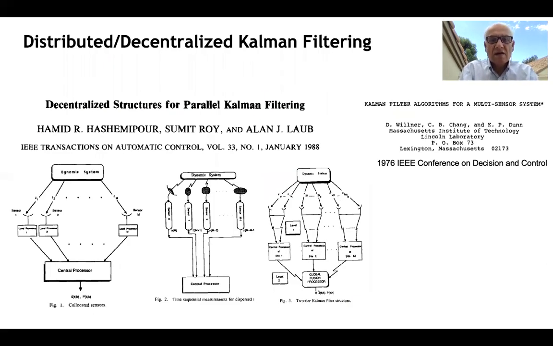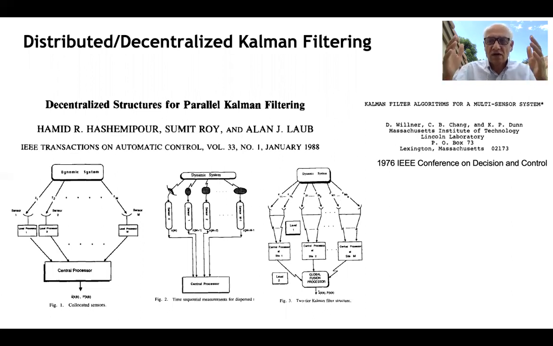Moving on from multi-rate Kalman filtering, I want to talk about distributed or decentralized Kalman filtering. What if these sensors are distributed on a network, perhaps? They are not all in the same physical location. What do you do then? There is quite a bit of history on this question. Some of the oldest papers go back to the 1970s. I've shown some: Kalman filter algorithms for multi-sensor systems in the 1976 IEEE CDC, and then another paper in the Transactions on Automatic Control in 1988 that had some of the earliest results on this. And you can see the different kinds of architectures for the distributed or decentralized case.